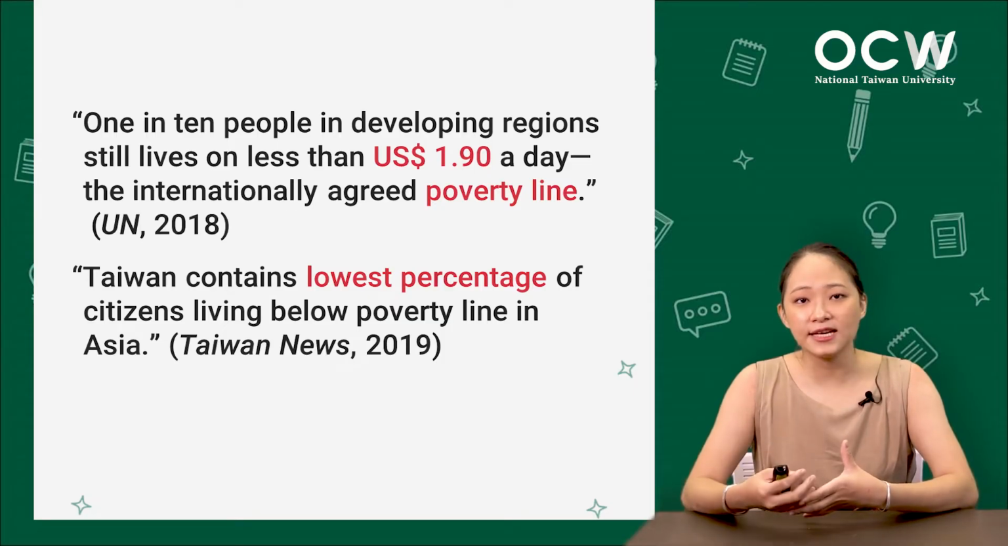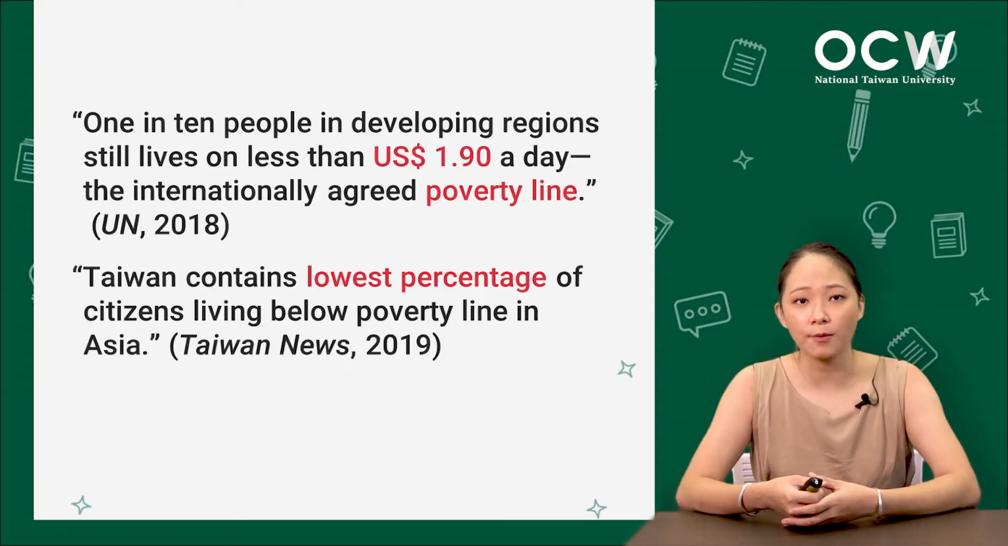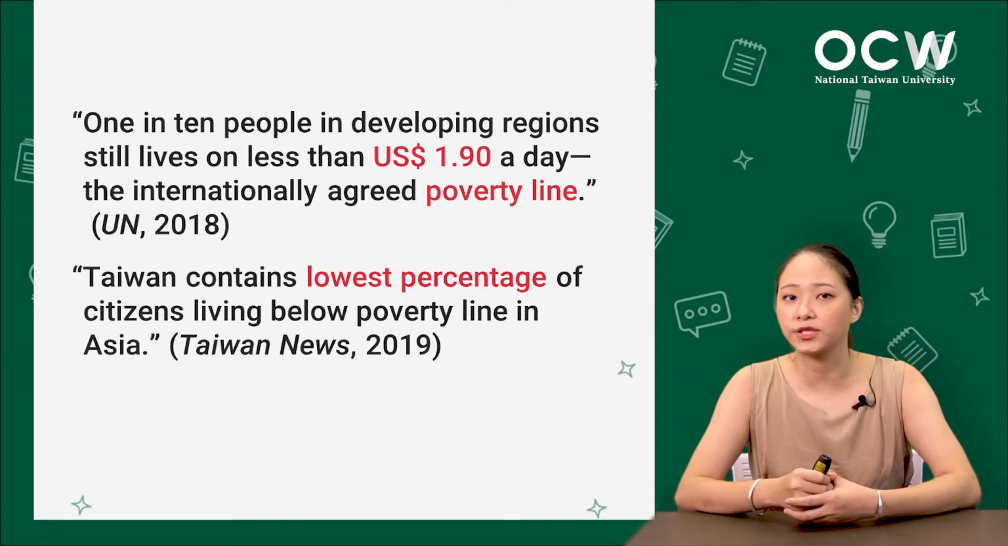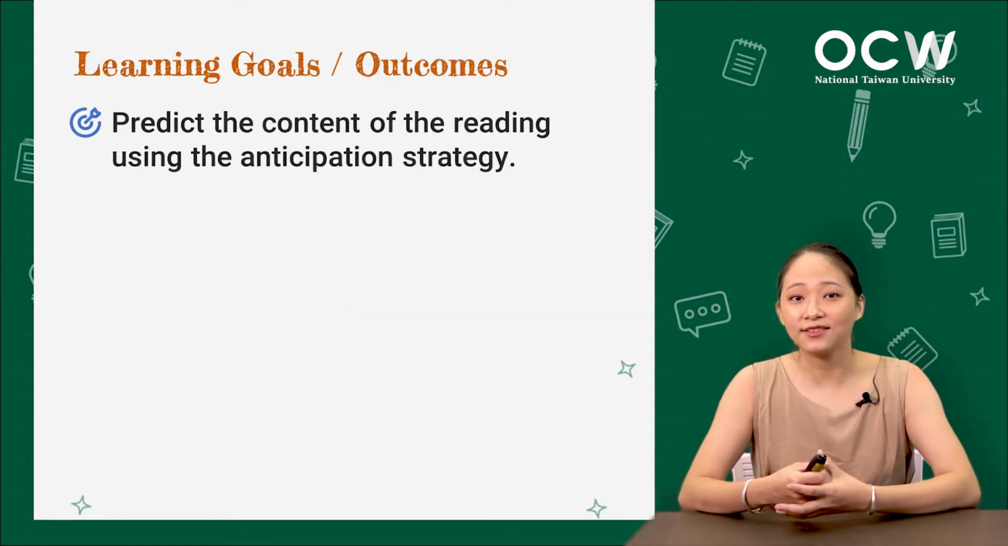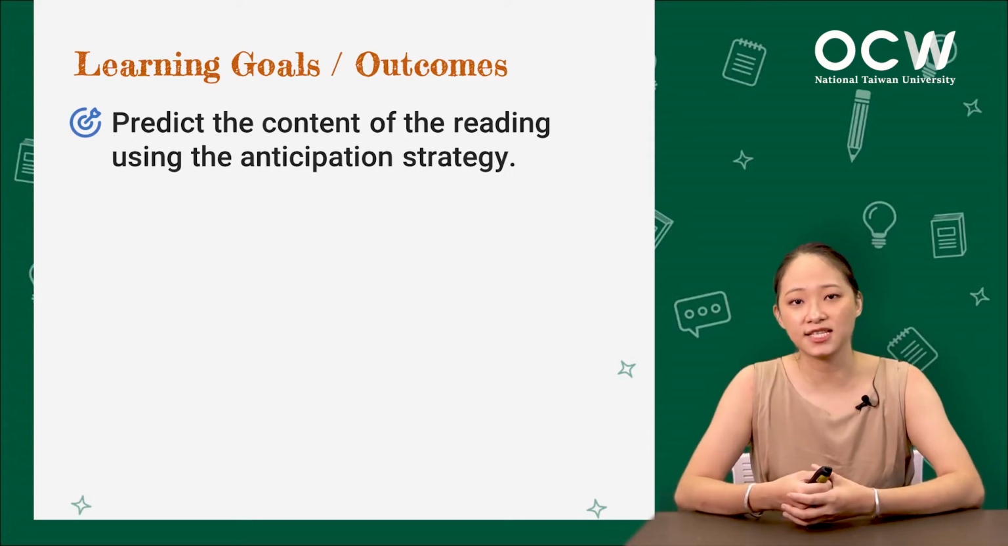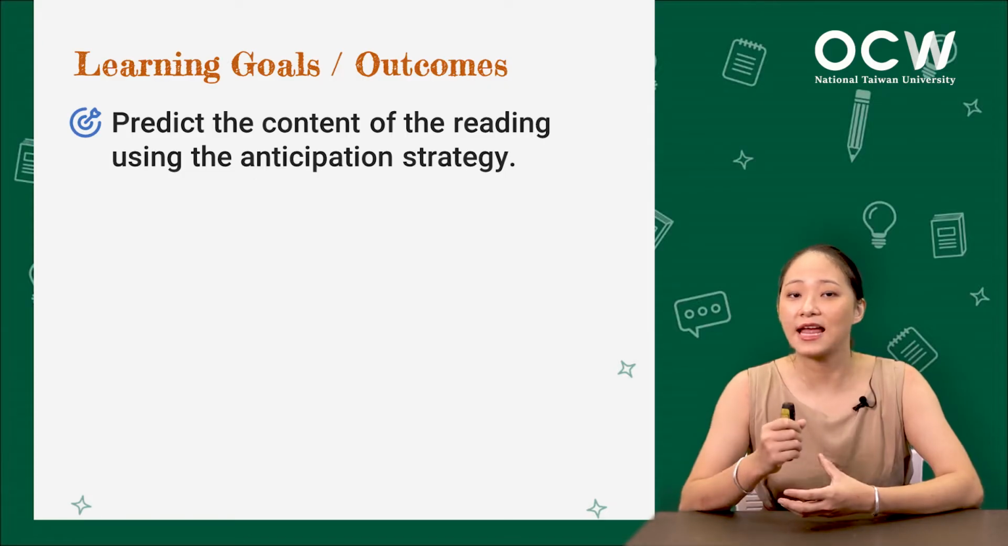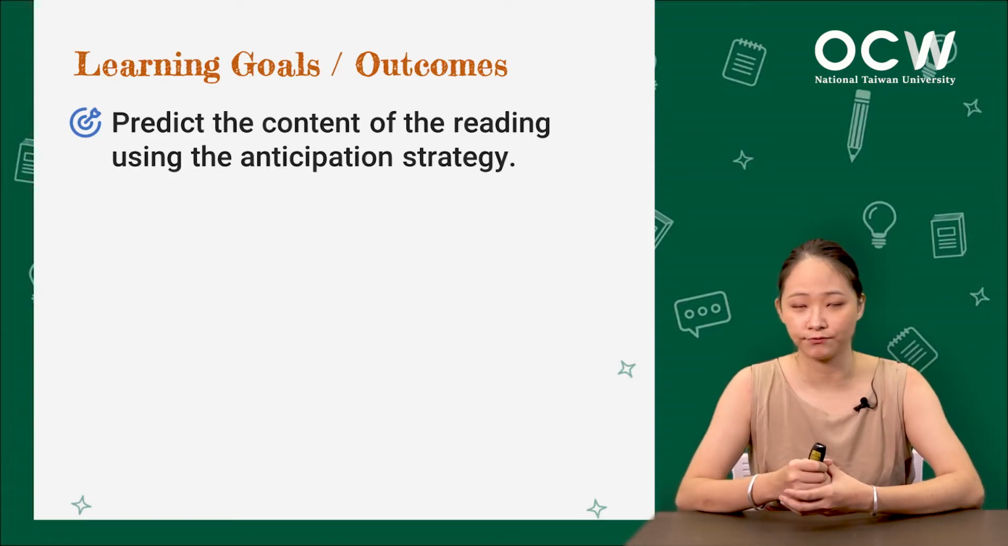So why are we discussing the definition of these 2 words and understanding the social issue? It's that by expanding our general knowledge on these topics, it helps us better associate with the topic that we're going to discuss later and the reading that we're going to view later. And now we have discussed a little bit ahead of our topic already. We're now going into how to predict the content of your reading based on the anticipation strategy.